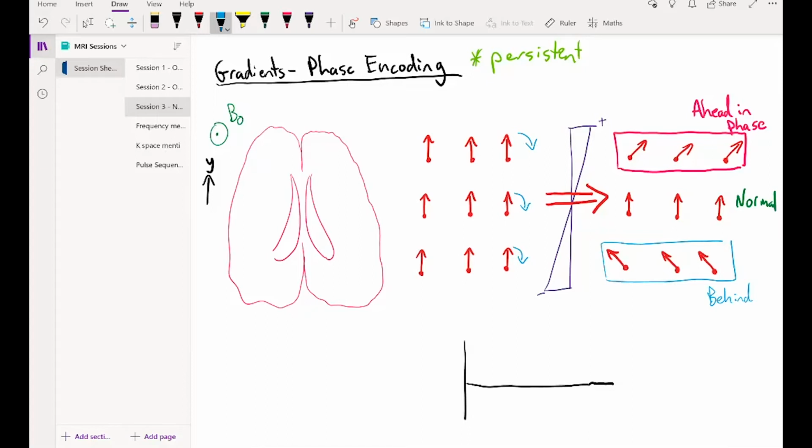So what this would actually look like in the black axis at the bottom, if we had a signal from our normal group, which I've drawn 2 cycles here. So say when we're recording our signal, it looks something like this for the spins in the middle. So 2 cycles, right? Then if we look at the pink phase, the ones that are actually ahead in phase, the signal from that small subpopulation of spins will look like this instead.